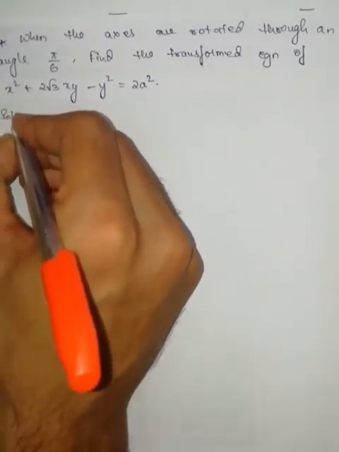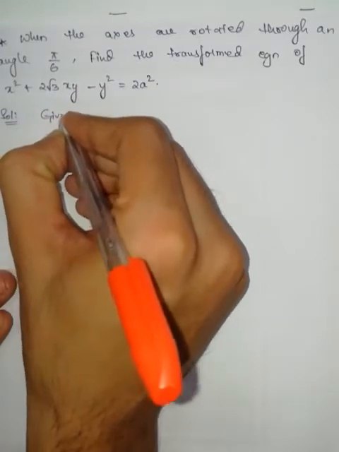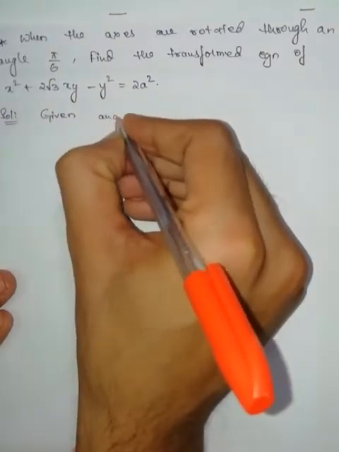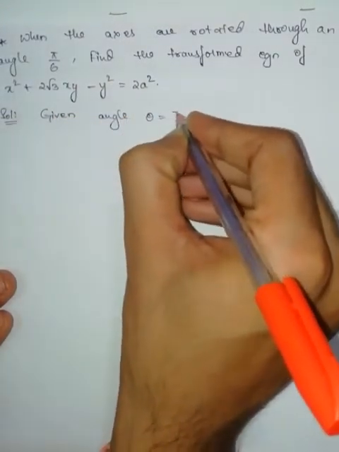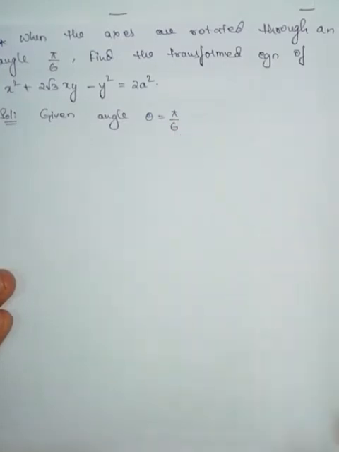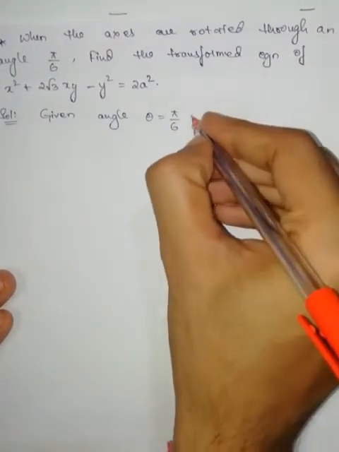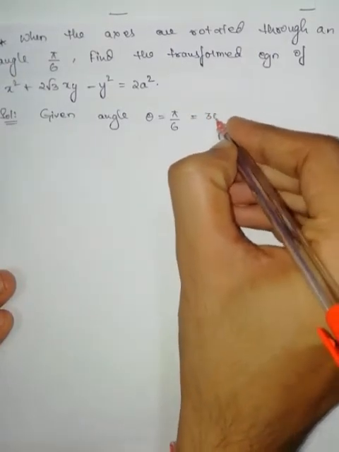Solution. Given angle theta is equal to pi by 6. Pi by 6 is nothing but 30 degrees.